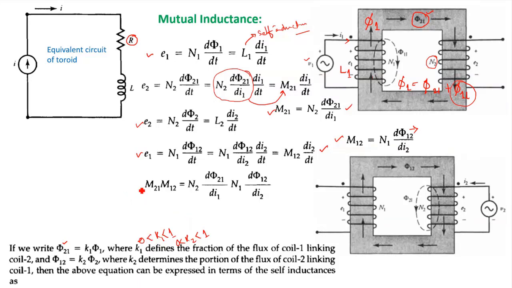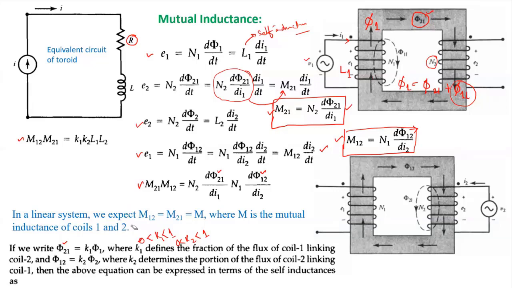Then I can write one equation by multiplying these mutual inductances M21 and M12. M21 is the mutual inductance of coil 2 with respect to coil 1, and M12 is the mutual inductance of coil 1 with respect to coil 2. If I multiply both, the expression becomes N1 N2 d phi 21 by di1 into d phi 12 by di2. Because we know this flux is a fraction of the flux, I substitute K1 phi 1 and K2 phi 2, which gives K1 K2 L1 L2. So the product of the mutual inductances is equal to K1 K2 L1 L2.